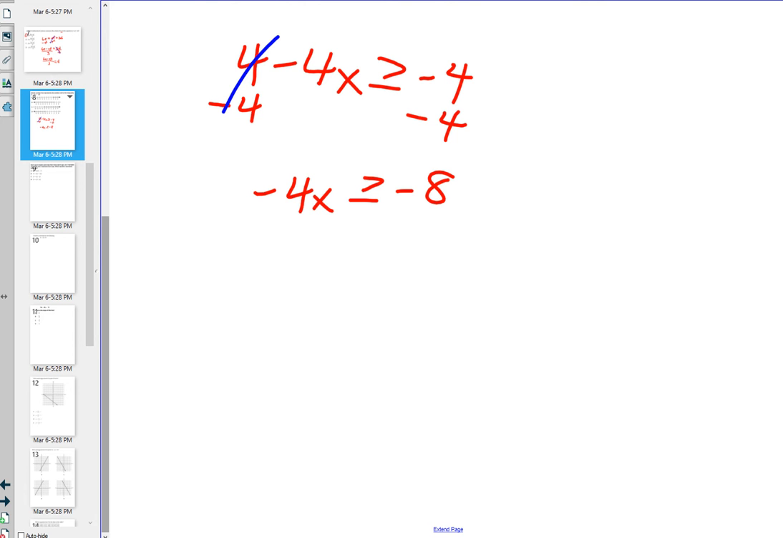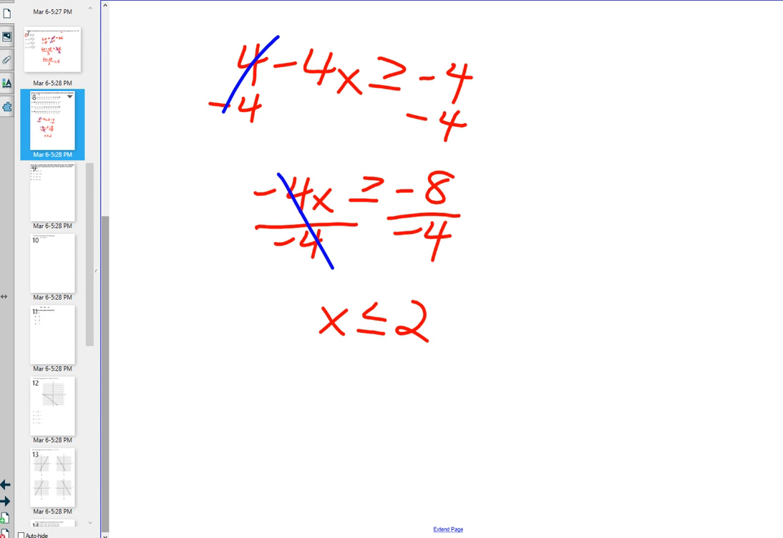But then, how do you get rid of that negative 4 now? You divide, but not just divide. Because I'm dividing by a negative, what else needs to happen? Change the sign. X is less than or equal to 2.